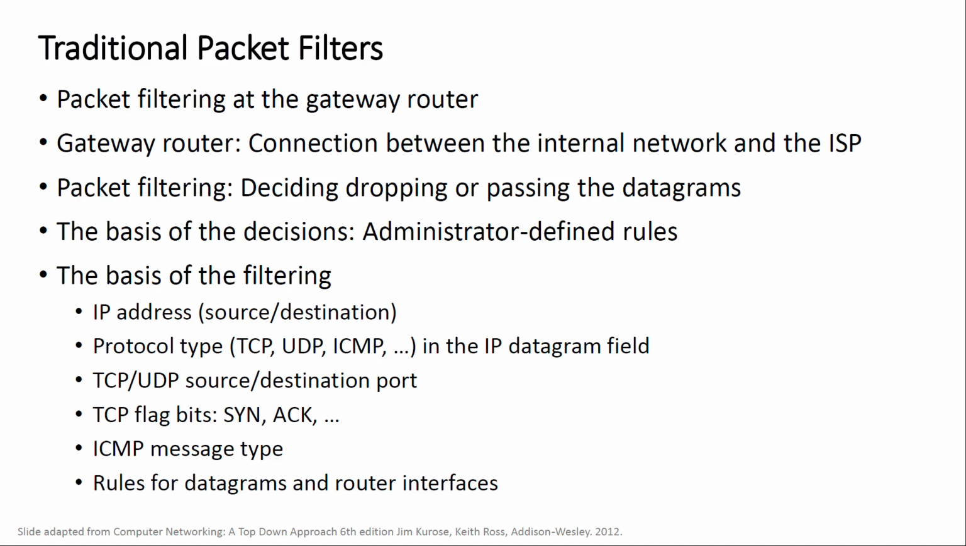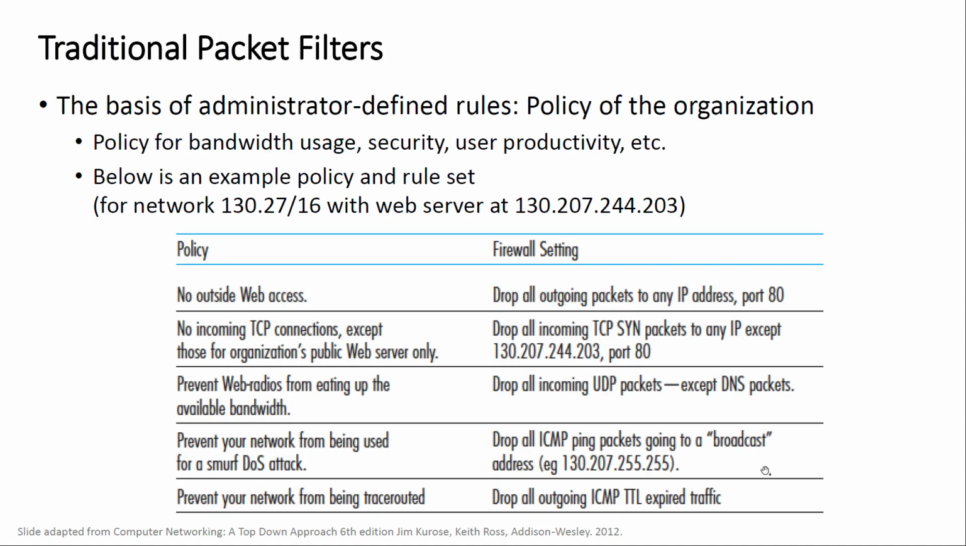The basis of decisions depends on the administrator defined rules, and the filtering depends on parameters like IP address, source or destination, protocol type, TCP, UDP, ICMP. These are in the IP datagram field, or TCP, UDP source and destination port, TCP flag bits, ICMP message type, or rules for datagrams and router interfaces. So there are many choices that you can have and filter, and this way allow or disallow many packets. So let's start with some basic examples.